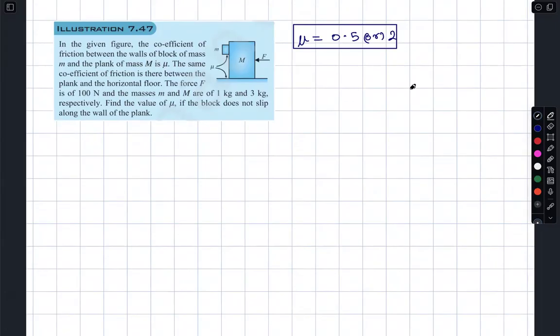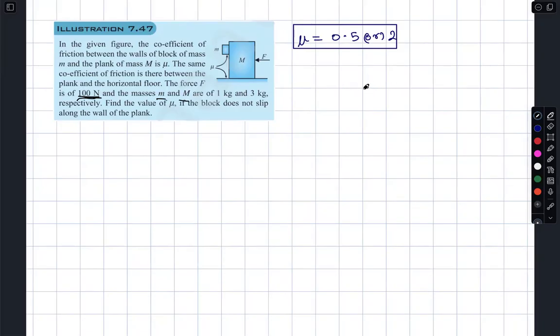In the given figure, the coefficient of friction between the walls of block of mass m and the plank of mass capital M is mu. The same coefficient of friction is there between the plank and the horizontal floor. You can see mu exists at two different contact surfaces, you have one contact surface here, you have another contact surface here. The force F is 100 newtons. Masses given are small m and capital M, which are 1 kg and 3 kg. Find the value of mu if the block does not slip along the wall of the plank.